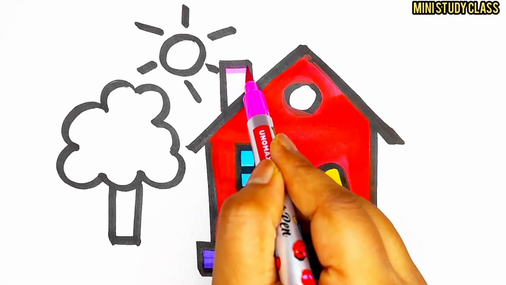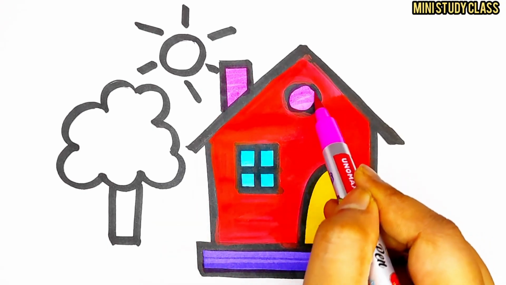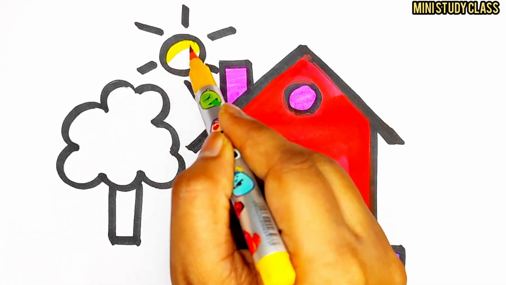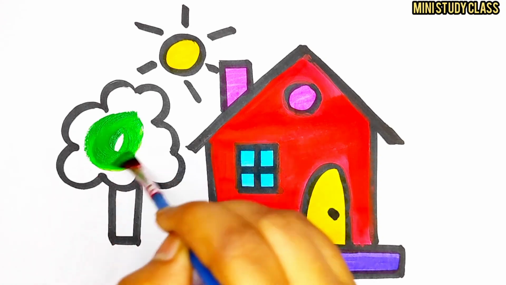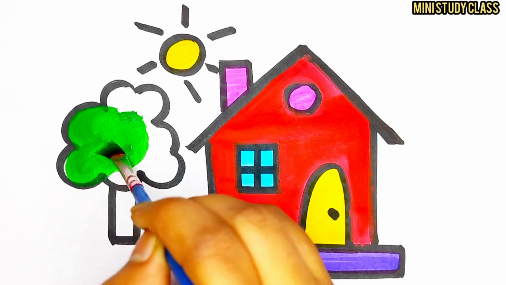Pink color. We use yellow to color the sun. We use green color to color the leaves of the tree.